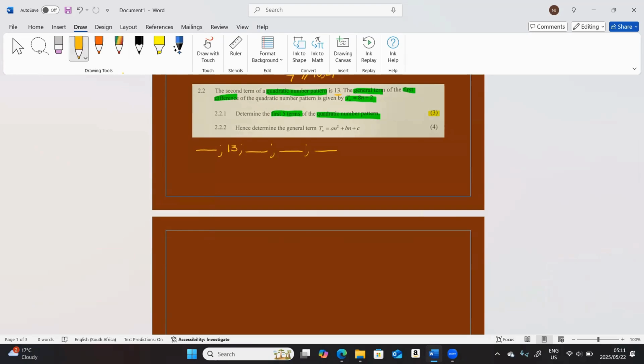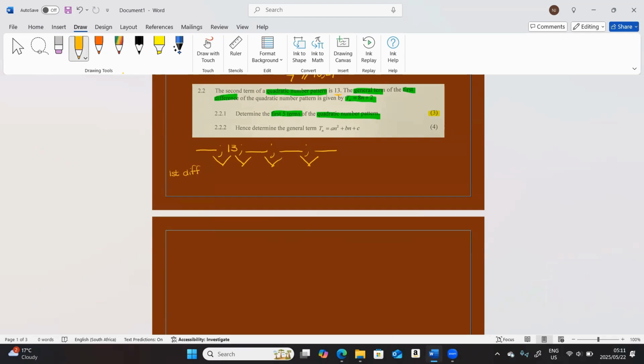So all you do, guys, in a case like this, we know that a quadratic number pattern has a first difference, which is the difference between term 1 and term 2, the difference between term 2 and term 3, and so on. So this we would call the first difference. Do you agree with me? This line of answers over here.